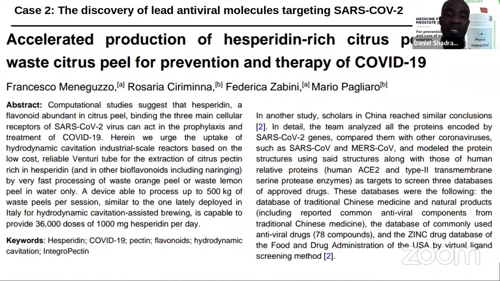Once we published the paper, some other people reported a computational study suggesting that hesperidin, a flavonoid abundant in citrus species, binds the three main cellular receptors of this virus. So this information was helpful, so we could contribute with media and sharing to the community because we reported this flavonoid. And of course, I contacted these people from Italy and we had a lot of conversation about what happened, and we were in the process maybe to share the tool to extract this and make a few formulations.